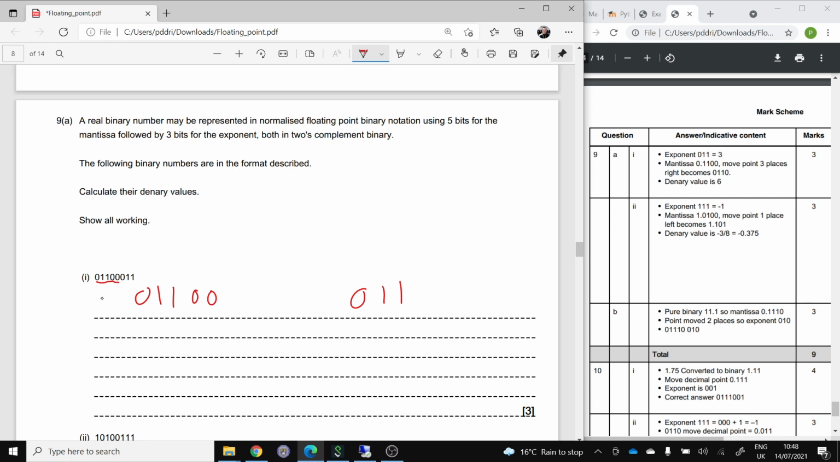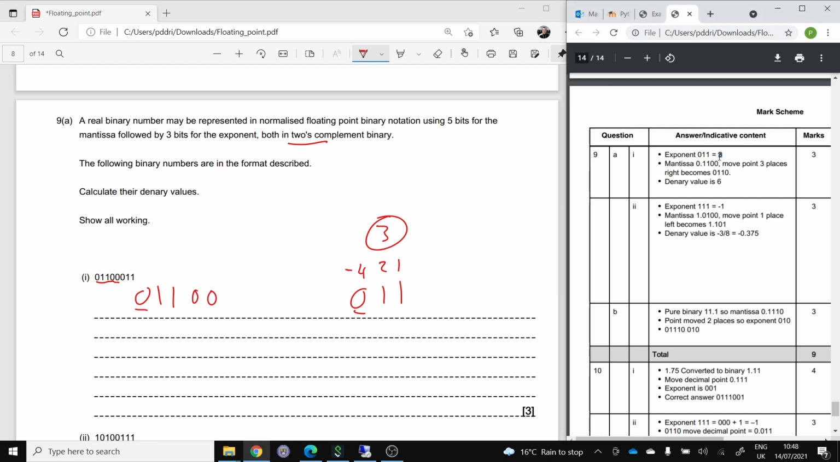I would start with the exponent first. We know it's positive because we have a 0. We know the mantissa is positive because we have a 0 as the most significant bit. And then we've got 1, 2, minus 4 because it's 2's complement here. 1 plus 2 is 3. So if it's clear from your working that you've got 0, 1, 1 as your exponent, and that's 3, you get 1 mark.